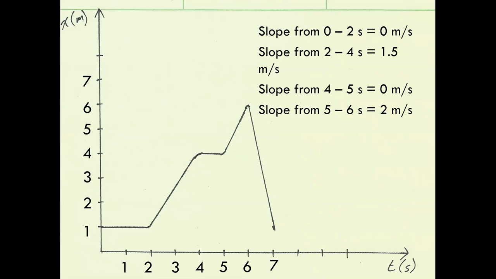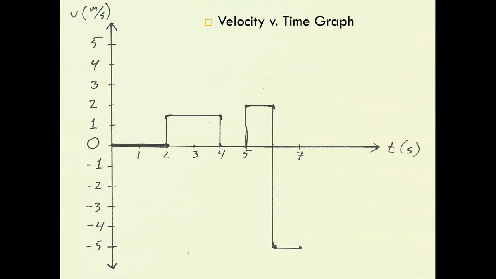Okay, last one, 6 to 7 seconds. Negative 5 meters per second. The delta x equation is the final position minus the initial position: 1 meter minus 6 meters, which is negative 5 meters. Then we divide that by the 1 second, which gives us negative 5 meters per second. Thus, we get a velocity versus time graph that looks like that.